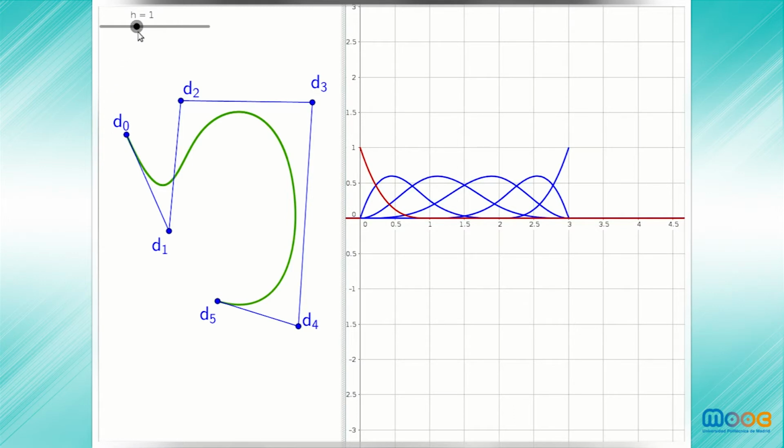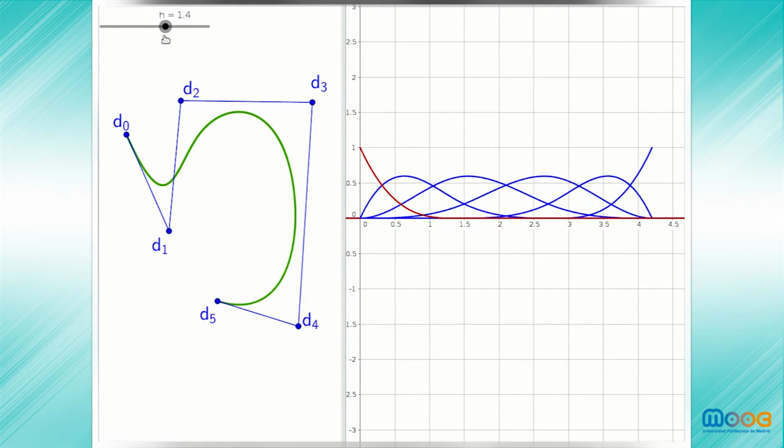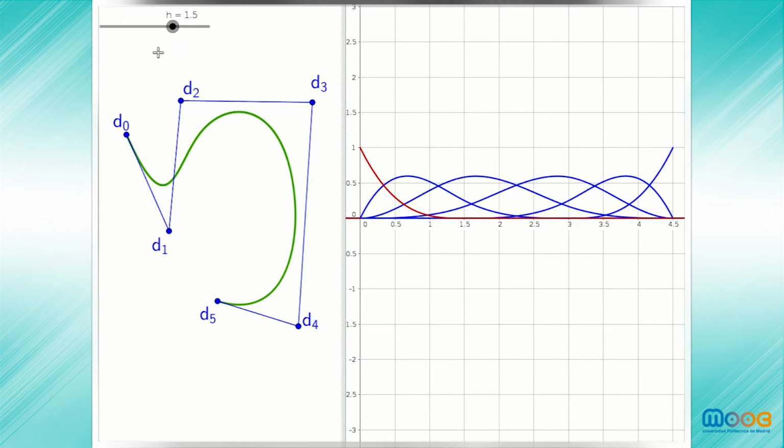When we make h larger, what we are doing is taking longer to traverse each of the Bezier pieces that compose the curve. The shape of the B-spline curve has not changed, but the basis functions have changed. For the basis function that corresponds to the first vertex, we see now that it is positive in a larger interval. In fact, it is positive between 0 and 1.5.